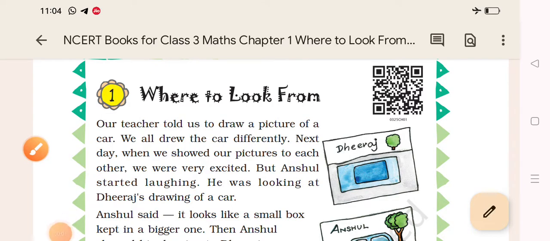My name is Manthan. Today I am going to tell you where to look from. Our teacher told us to draw a picture of a car. We all drew the car differently. The next day, when we showed our pictures to each other, we were very excited.